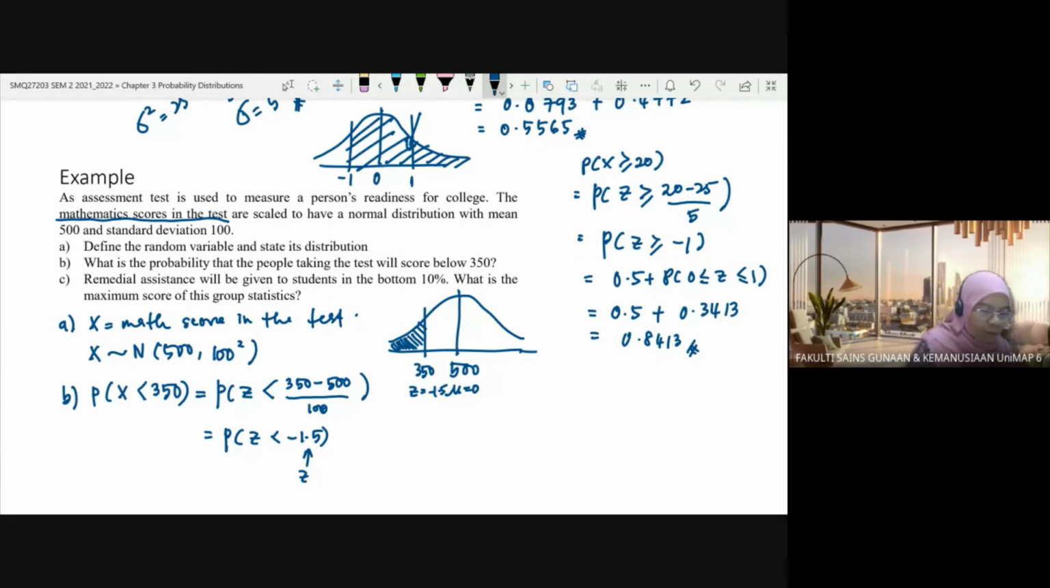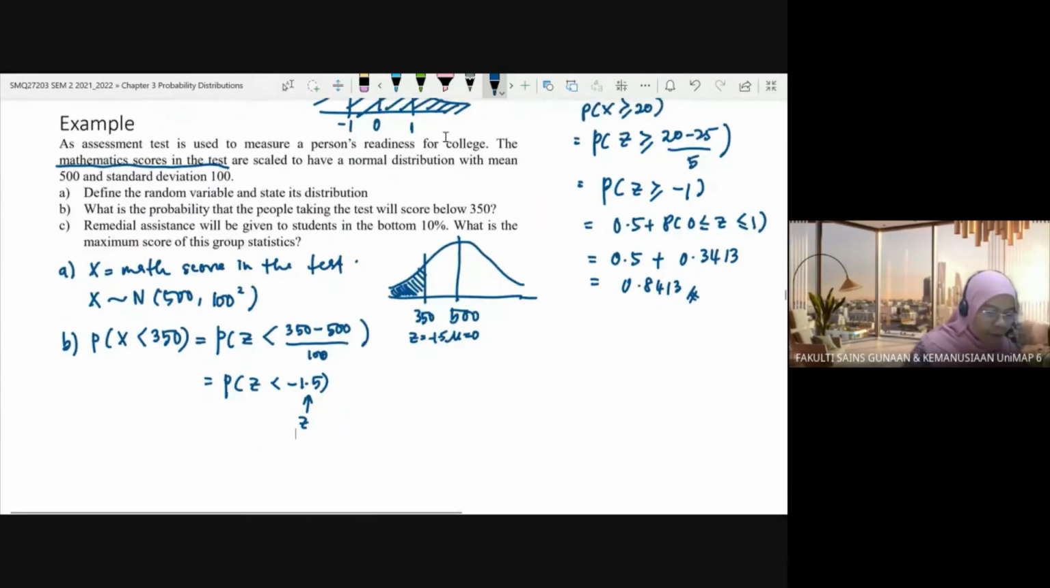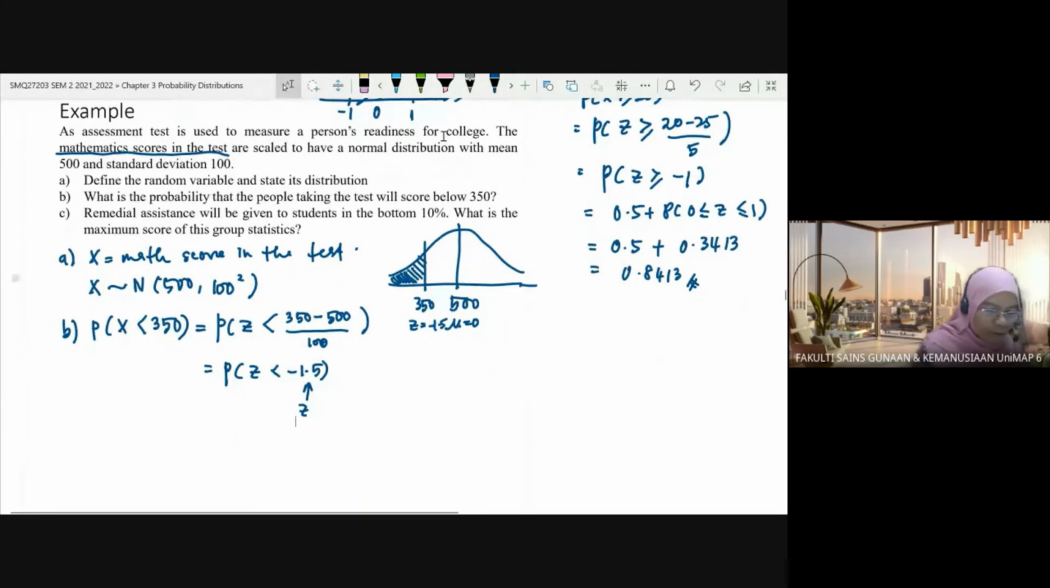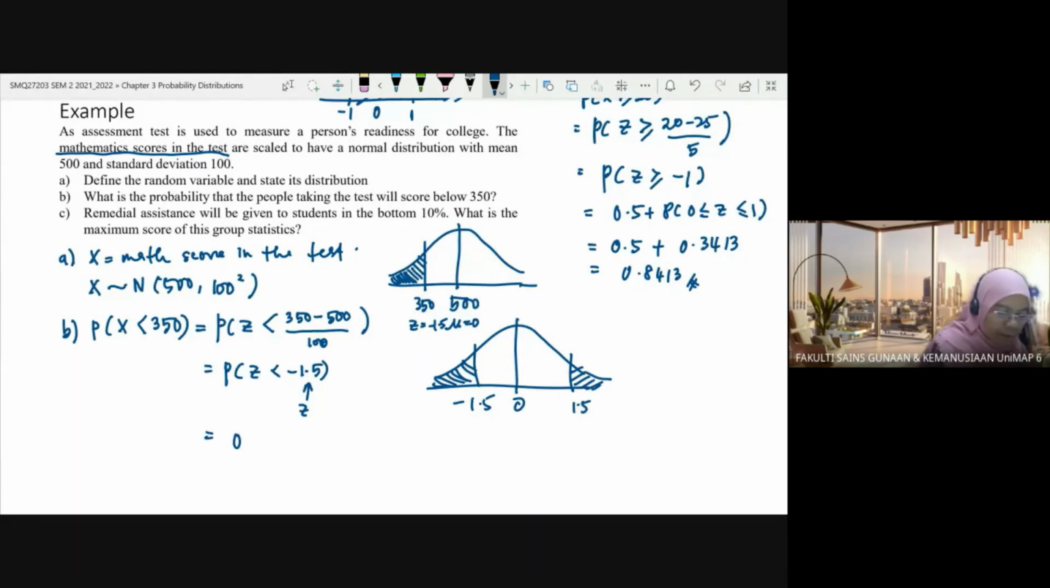Okay, so from this we know we are looking for, let's say, 0, negative 1.5, smaller, so this reflects this particular 1.5, smaller, greater. So how much is it here, class? It will be what? 0.5 minus how much? From 0 until 1.5. Can someone tell me what is the value for this particular region?